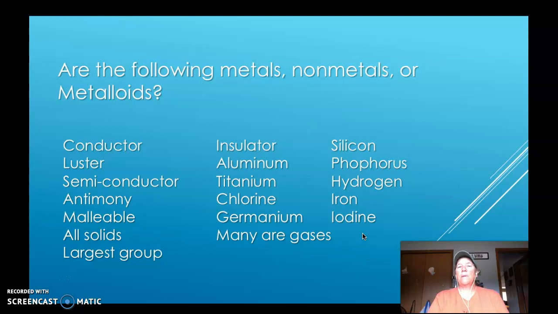Okay? We talked about metals, nonmetals, and metalloids. And this is very important when you're talking about the elements and their jobs. Okay?